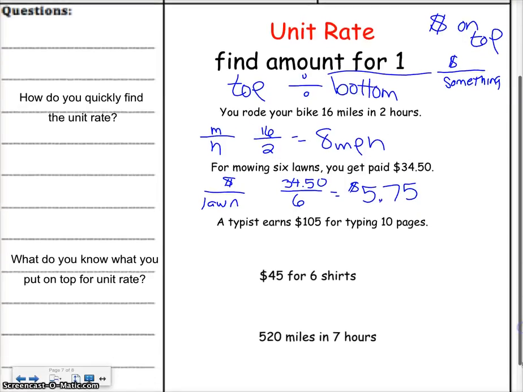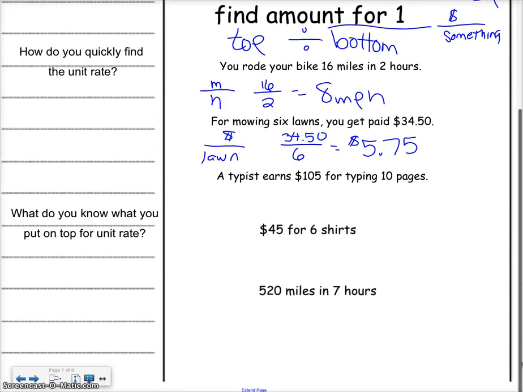Yeah, well, a typist earns $105 for 10 pages. I want to know how much for 1 page. So money is to page. There's a reason I'm writing my ratios down. There's a reason I'm writing what I'm comparing, because it's going to help us tomorrow. Money is to page. $105 is to 10 pages, which is $10.50 per page. And we need to be able to interpret in original context.